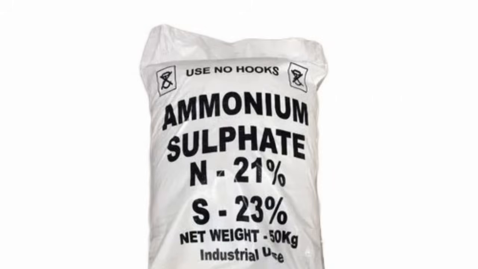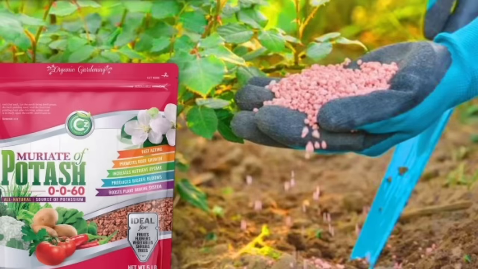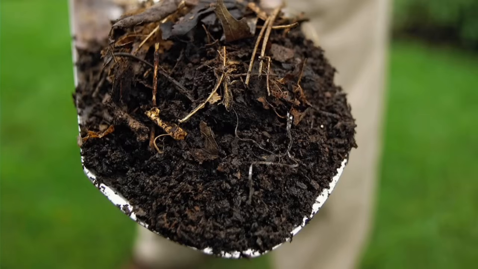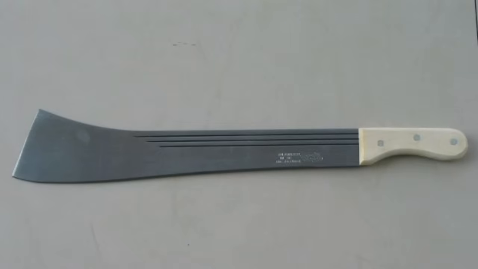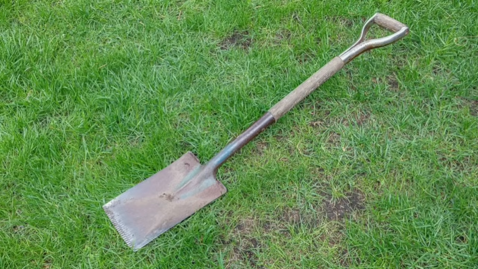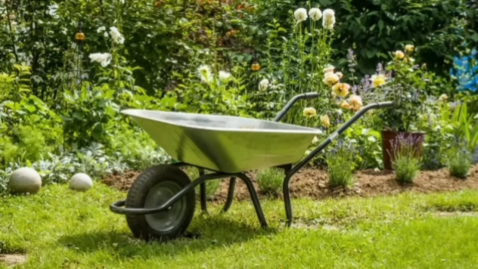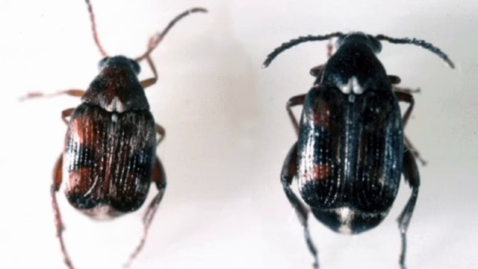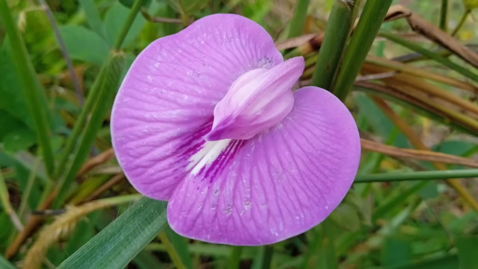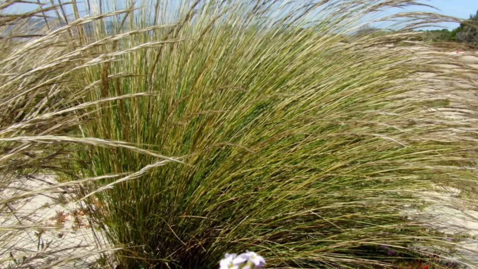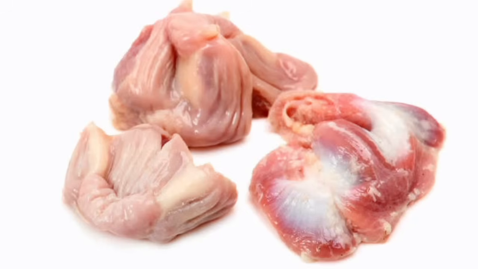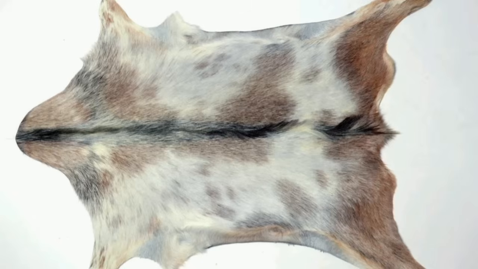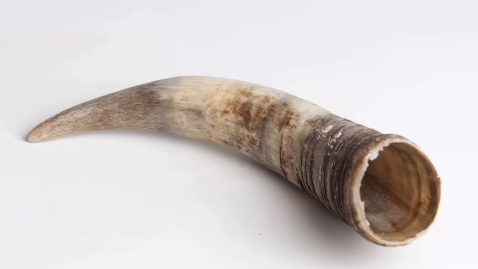So we've analyzed all the specimens. Specimen A, ammonium sulfate. Specimen B, muriate of potash. Specimen C, cow dung. Specimen D, compost. Specimen E, cutlass. Specimen F, spade. Specimen G, wheelbarrow. Specimen H, yam beetle. Specimen I, cowpea weevil. Specimen J, Centrosema pubescens. Specimen K, speargrass. Specimen L, gizzard of chicken. Specimen M, goat skin. And specimen N, horn, animal horn.